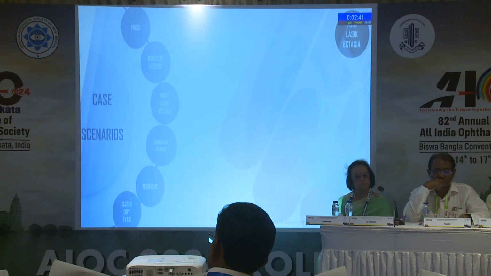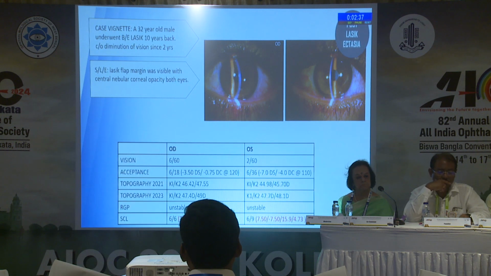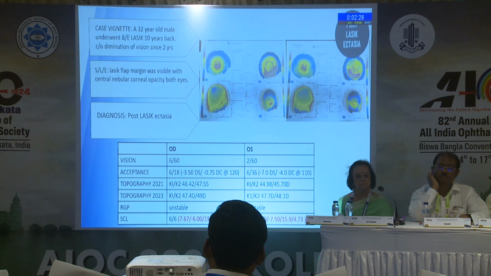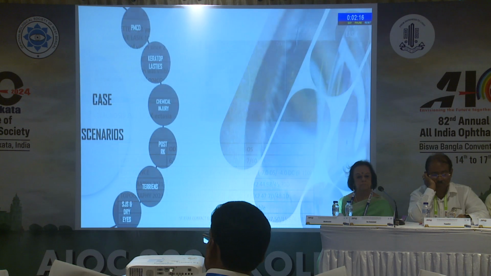Discussing a few rare cases, a 32-year-old male underwent LASIK 10 years back, and he had been complaining of diminution of vision since past 2 years. On serial topography, we noted steepening, and a diagnosis of post-LASIK ectasia was made. RGPs were unstable in this case, and with scleral contact lens trial, the vision improved to 6/6 in the right eye and 6/9 in the left eye.